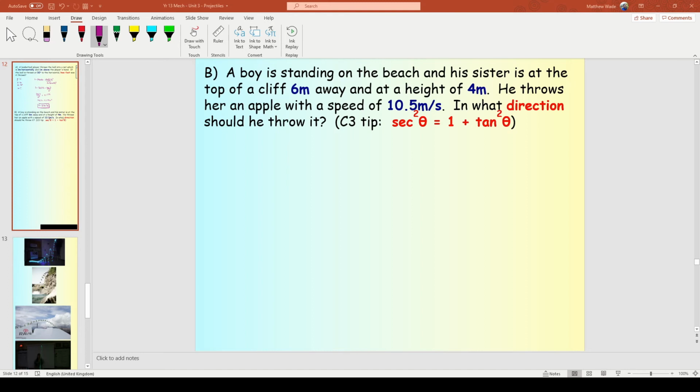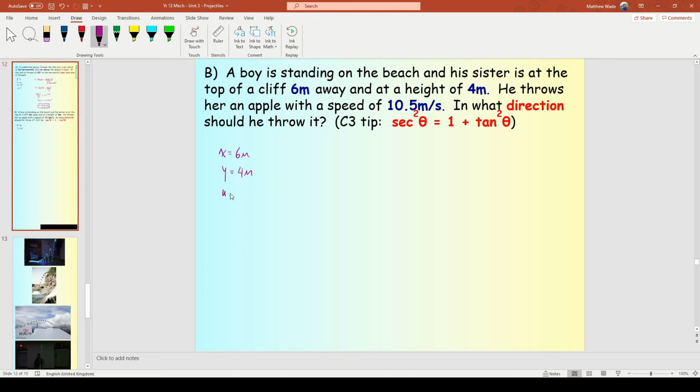Okay, and for you guys who stuck with me, let's see how to do it. So first things first, the boy standing on the cliff. He's 6 meters away from the sister, and it's at a height of 4 meters. So 6 meters away, that's going to be x, because it means 6 meters horizontally, because it does say that the height, which is y, is 4 meters.